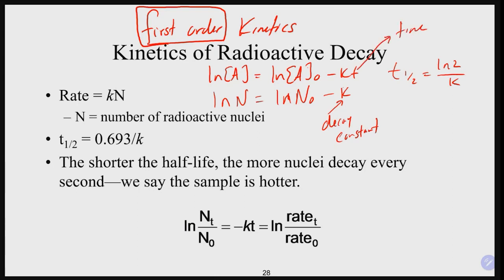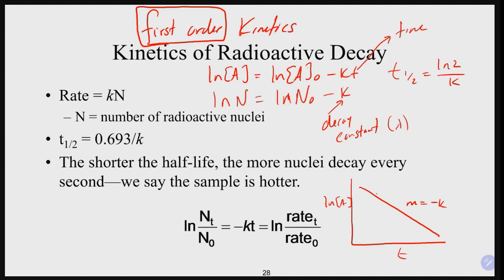So again, sometimes the lambda symbol is used for the decay constant in nuclear chemistry because they like to use their own symbols. All radioactive decay follows first order kinetics, which means if you take the natural log of A versus time, you will get a straight line where the slope of that line is equal to the rate constant, or the decay constant in this case.